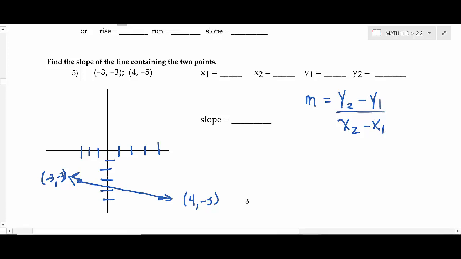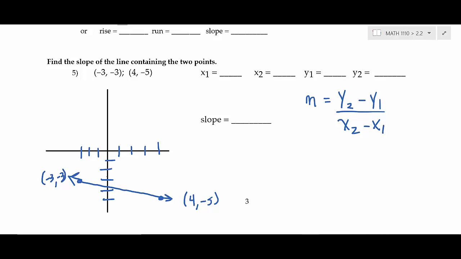So what you're doing is this. And what I want you to understand is this is the rise. What the rise is, it's the difference between the y values. You're just simply looking at how far apart -5 and -3 are. Those are 2 apart, aren't they?